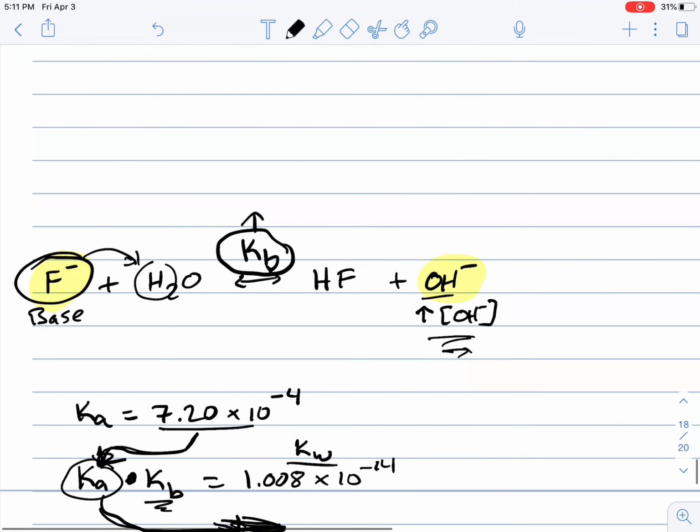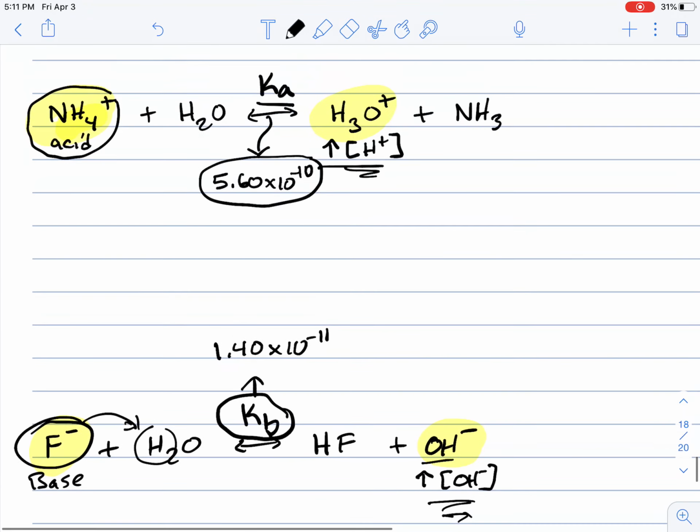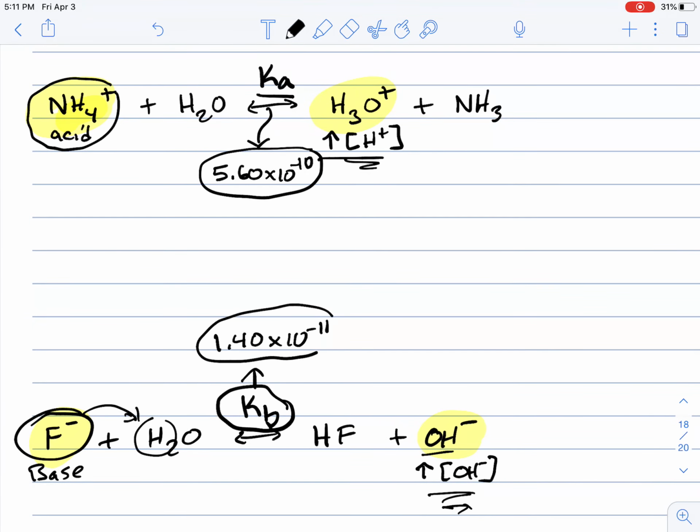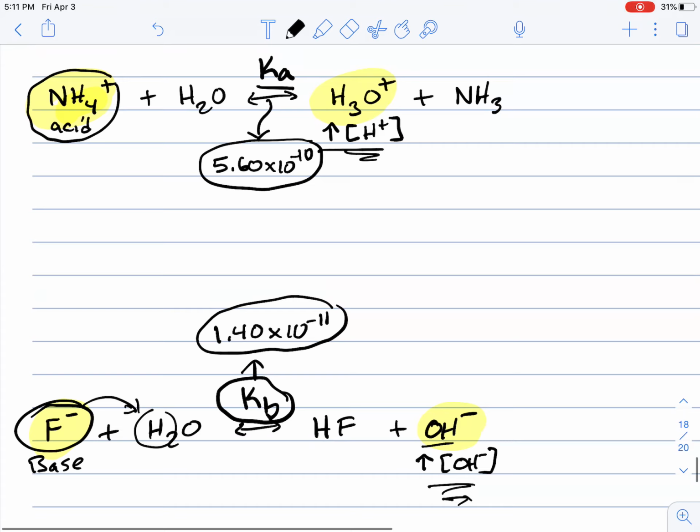And so now that we have that value solved, we're going to go ahead and write that above the arrow. And so we have 1.40 times 10 to the negative 11. So now that we have all values of the ionization constants representing the correct values, and we're expressing in the forward direction, we're now going to use these values to compare their relative strength.